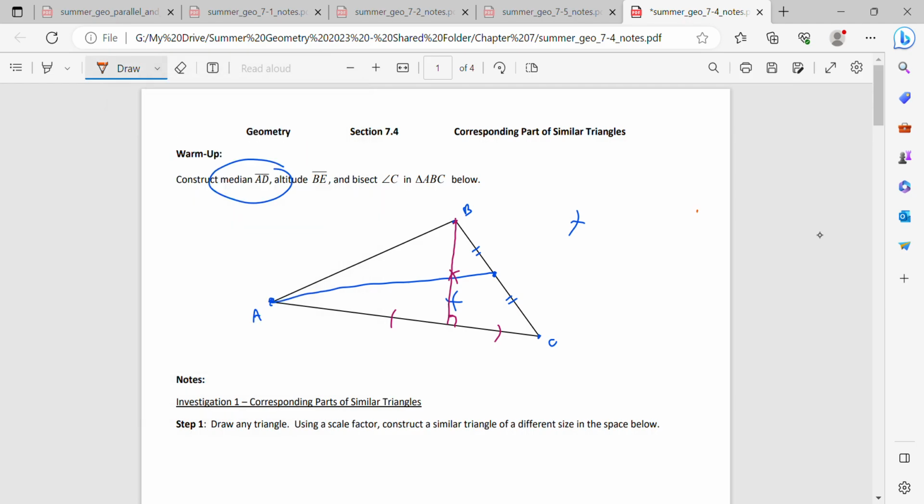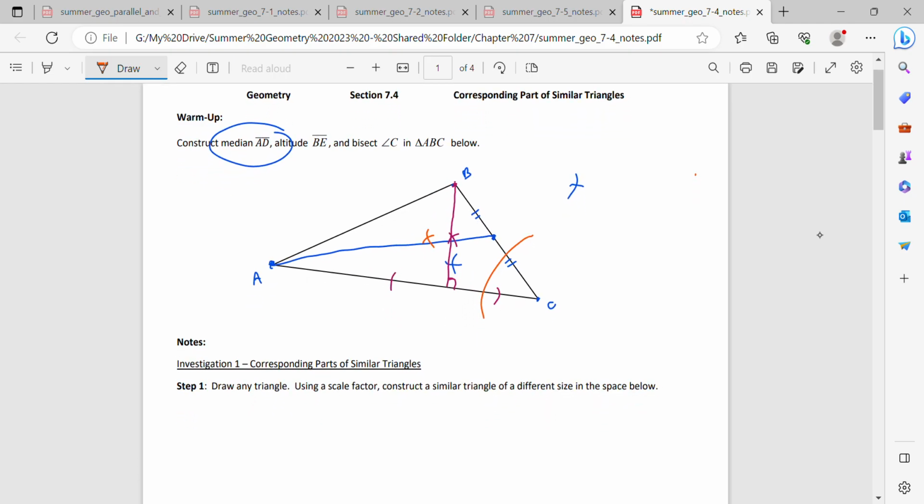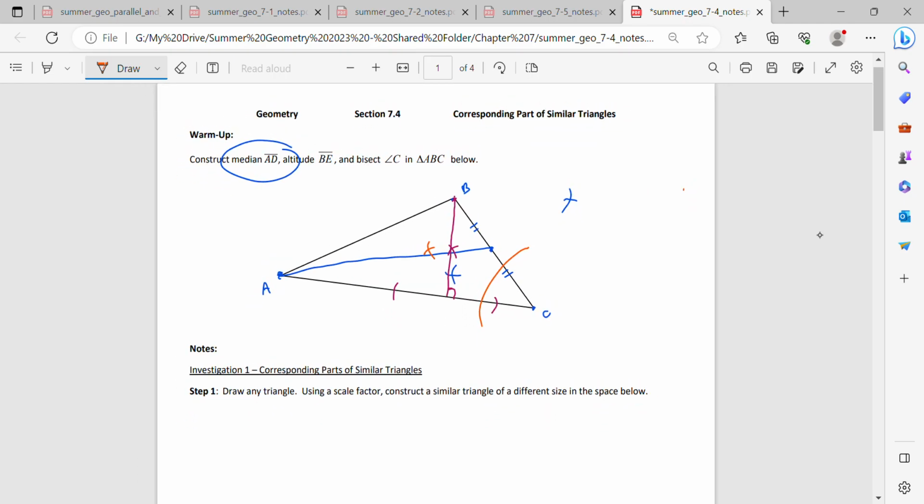To construct an angle bisector, you swoop with your stylus on point C, make an arc so that it goes through both rays, both sides of the angle, and then reset your compass on each of those. Oops, it does not like when I go that way. There we go. And we're going to bisect angle C, and I'm going to mark that as an angle bisector as well. So these are the types of parts that I'm talking about when we talk about corresponding parts of similar triangles.